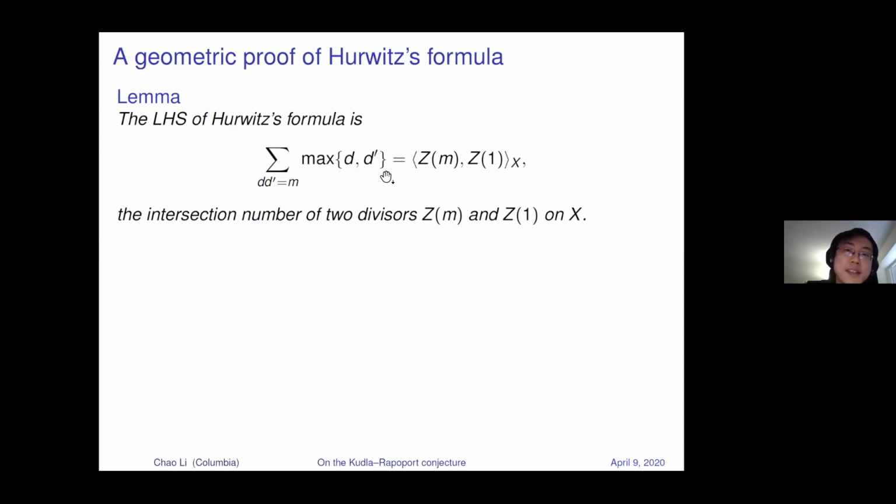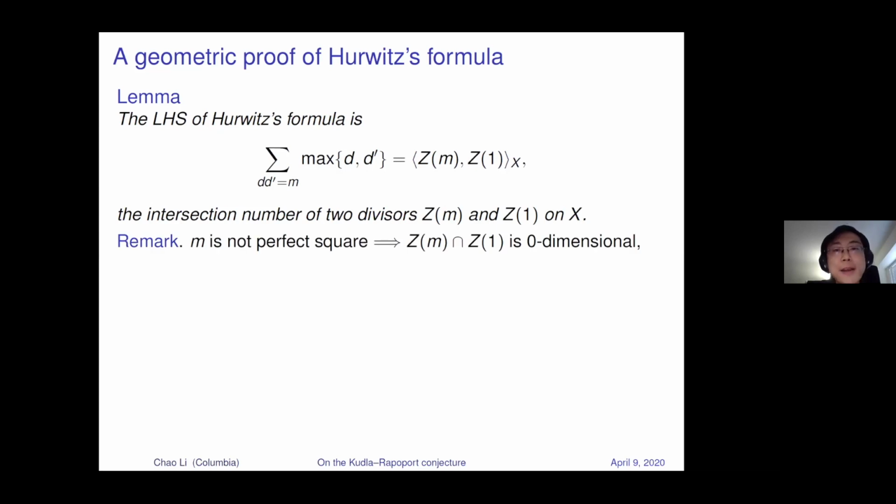I recognize this left-hand side in terms of geometry, as the intersection of 2 divisors on this modular surface. I want to remark that this geometric interpretation actually gives you an explanation of why the assumption that m is not a perfect square appears in the Hurwitz formula. This exactly ensures that the intersection of these 2 divisors is of the expected dimension, namely dimension 0.